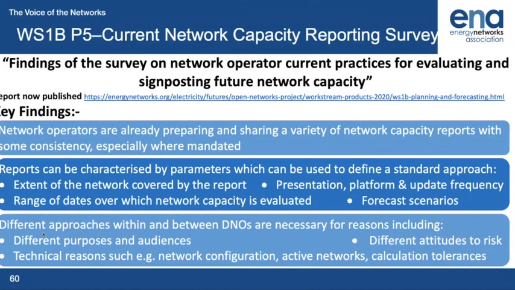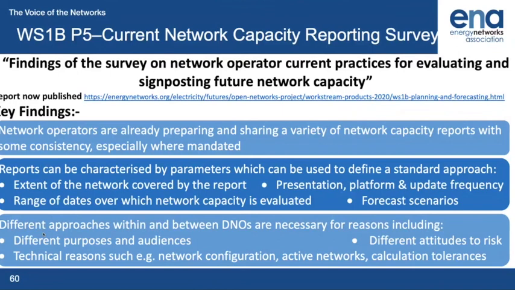This was a collaborative report from the Product 5 team, and we've also sought feedback from the Workstream 1B team and the wider Open Networks committees. In a nutshell, what we found was that there is a good number of network capacity reports being produced by the DNOs already. And there is already some consistency in those reports, in particular around the mandated reports. These are the reports which are required in accordance with regulatory obligations.